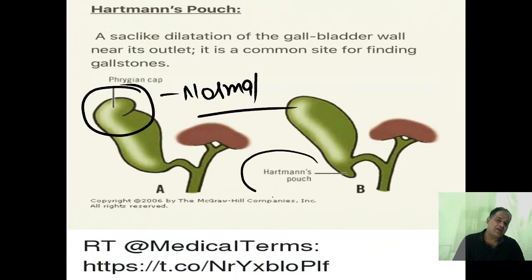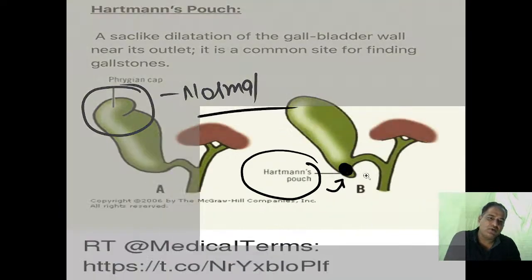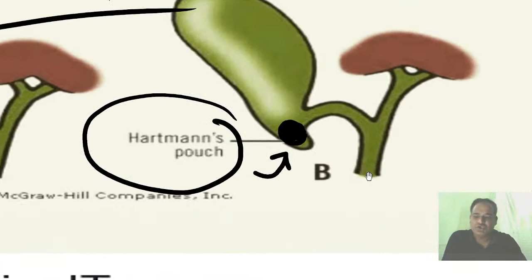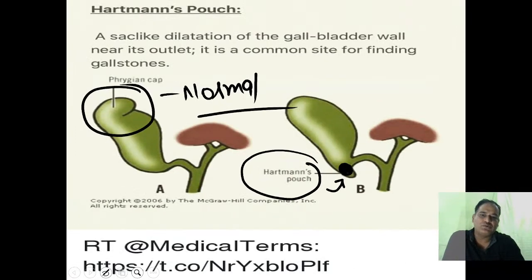Whereas Hartmann's pouch is usually seen in association with gallstones. So the gallstone may actually lodge over here, in the Hartmann's pouch.